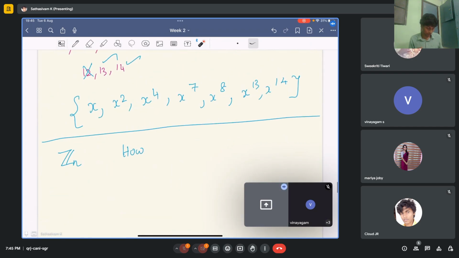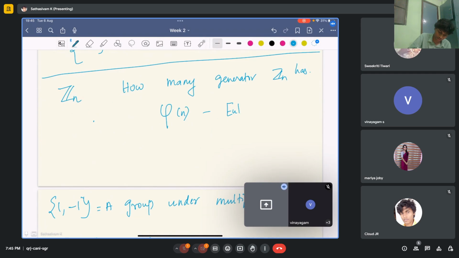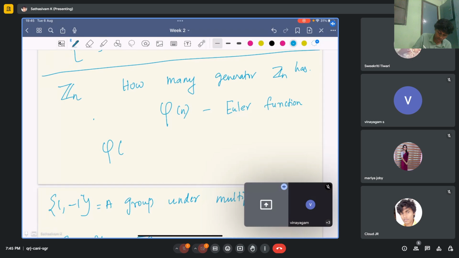Here I was trying to say something. So if you look at Zn and you want to find how many generators Zn has, this is denoted by the number phi of n. And this is the Euler function. For a prime p, let's say p power n, the function is given by p power n minus p power n minus 1.